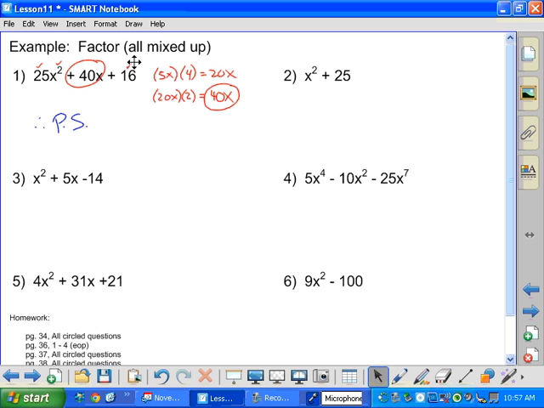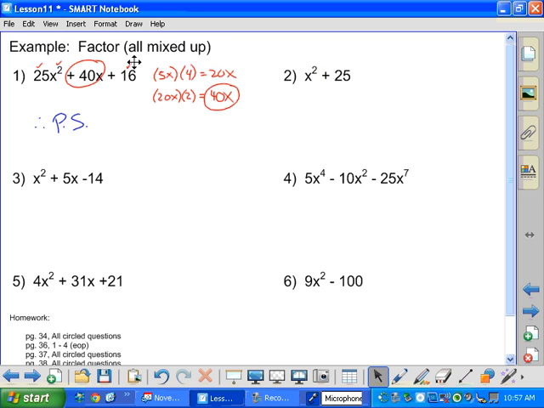Moving to number 2. Is there a common factor? No. There's no x in both terms, and there's no number in both terms that we can pull out. There's only two terms. Is it a perfect square? Well, it has an adding sign, so it can't be a difference of squares, and it can't be a perfect square because there's only two terms.